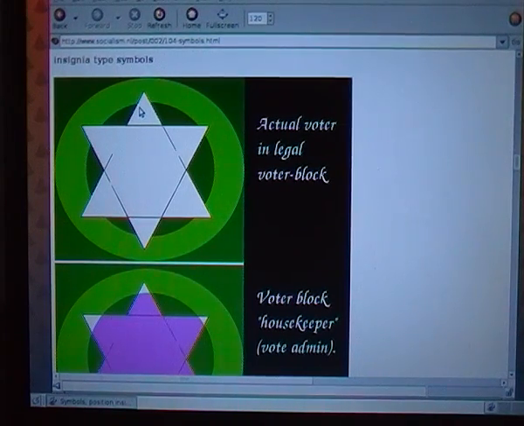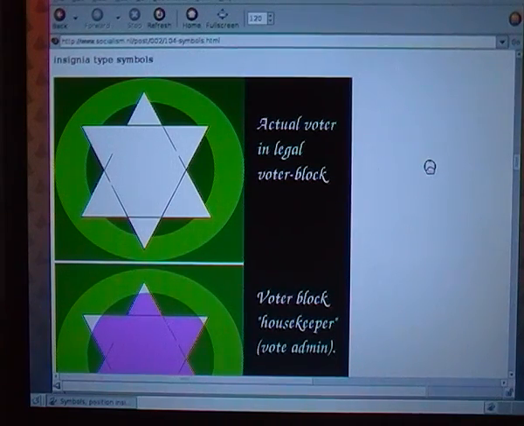But in the system of course it isn't. Then it would only be a, if this triangle were removed, this one were removed, then you would only see a pyramid structure. So everyone would constantly be in the service of what is at the top, without being able to influence it. So this is a more elaborate symbol for an actual voter in a legal voter block.